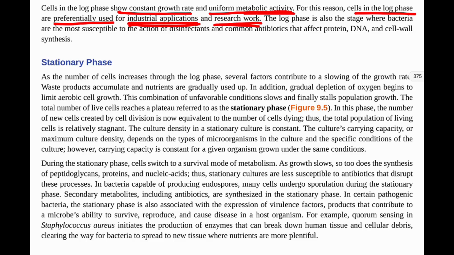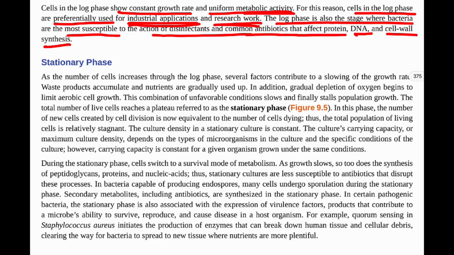So the log phase is also the stage where bacteria are the most susceptible to the action of disinfectants and common antibiotics that affect protein, DNA, and cell wall synthesis. So since these bacteria are happy and they're grabbing things from their exterior and they're bringing them into their cells, that's when we have the best chance at killing them through disinfectants and antibiotics, because they're going through this process of building these things. And a lot of antibiotics work by disrupting that.